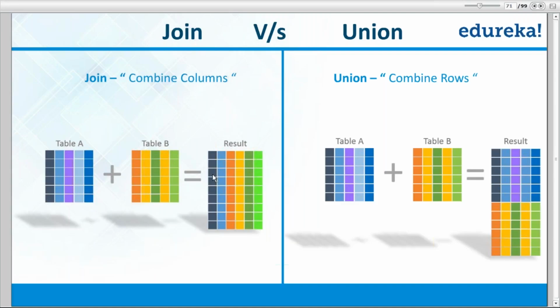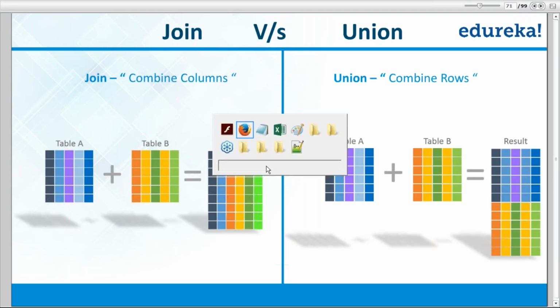When they are merging it together, 1, 2, 3, 4, 5, 6, they are getting one row extra here, which means we'll be joining this and this, and column-wise we will be making the join. So we will be combining the columns. However, in union it's going to be one table on top of another table.